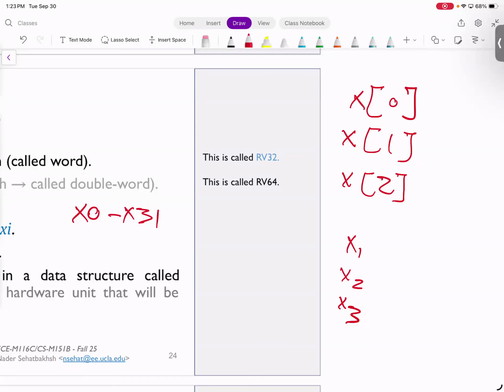Question? Yeah, the question is about whether a larger width means more data to transfer. Yeah, it means that I have a wider register so I can bring more data at the same time. Yes.